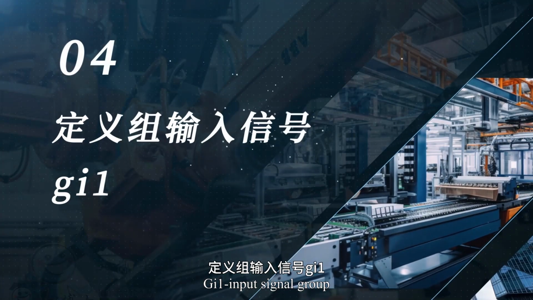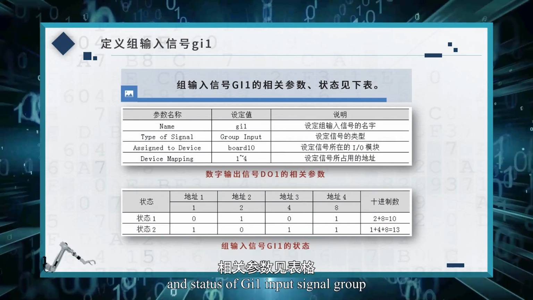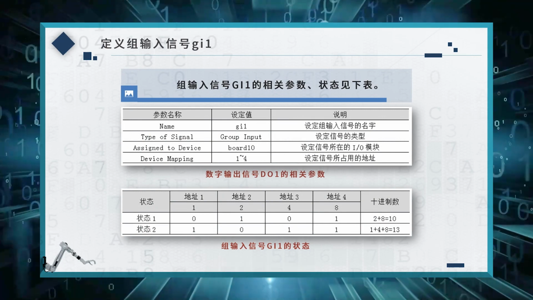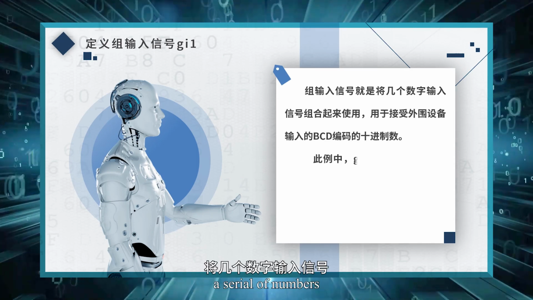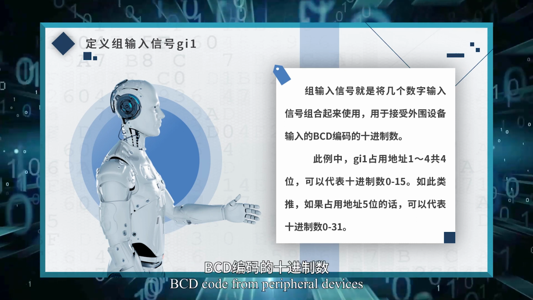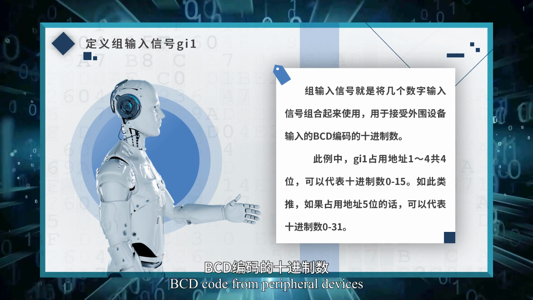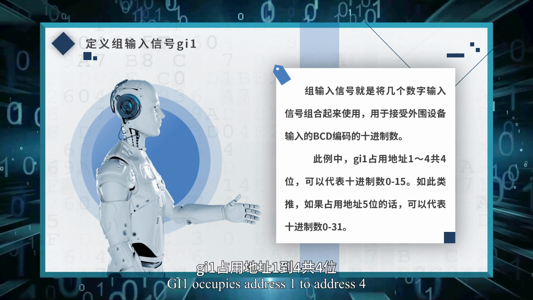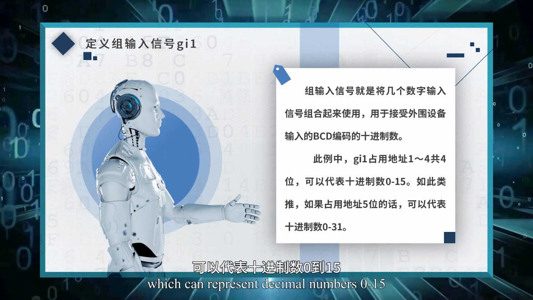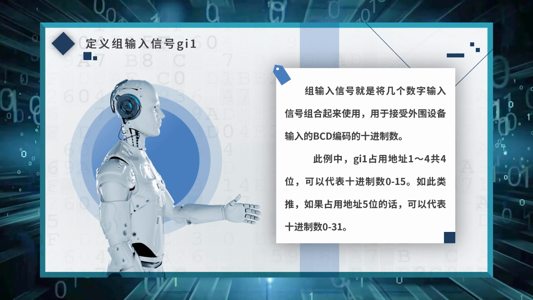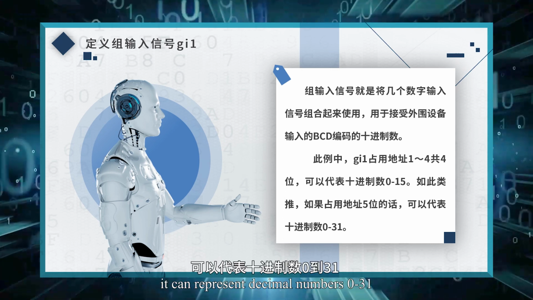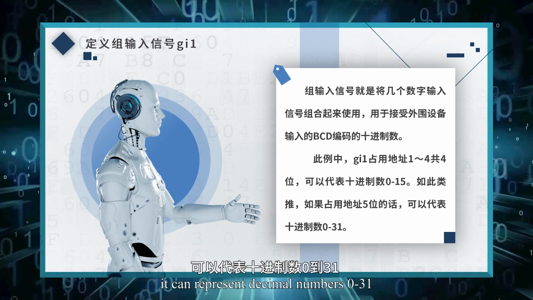GI1 Input Signal Group. The relevant parameters and status of GI1 input signal group are shown as following. An input signal group is a series of numbers that combine several digital input signals to receive BCD code from peripheral devices. As the following, GI1 occupies address 1 to address 4, which can represent decimal numbers 0 to 15. Therefore, if the signal occupies 5 addresses, it can represent decimal numbers 0 to 31.